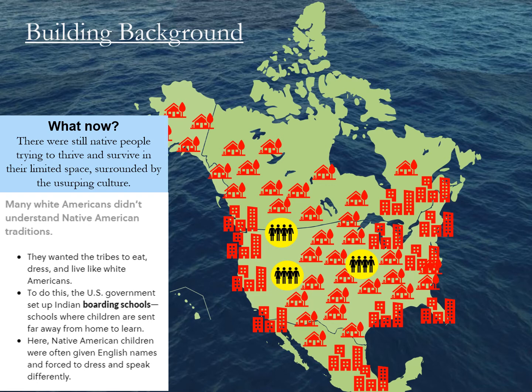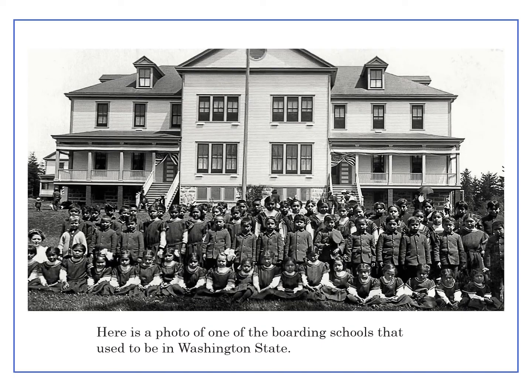That's a school where you go and you stay overnight and you have all your meals there and you live there and maybe you go home in the summertime. Boarding schools. They were sent far away from home to learn. Here, Native American children were often given English names and forced to dress and speak differently. And these boarding schools were all over the country. Here's a picture of one from Tulalip, Washington, in our own state, one of the boarding schools that this state had.